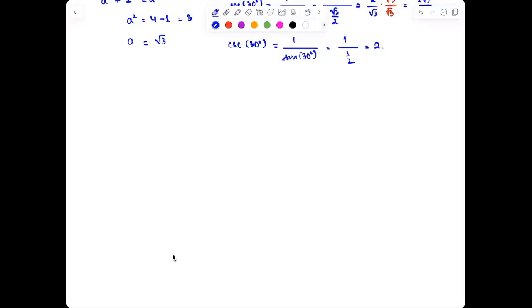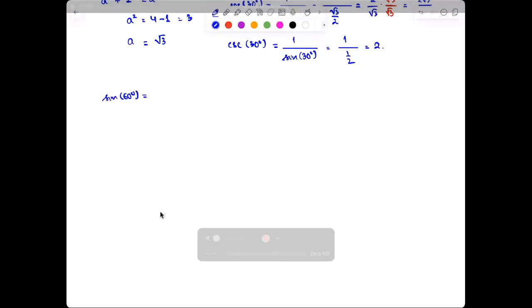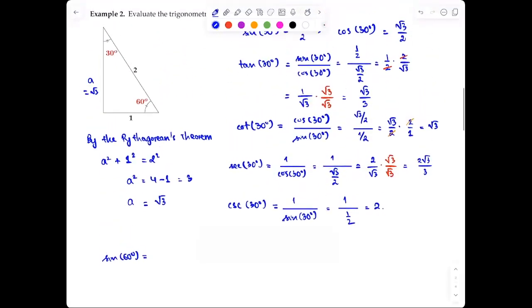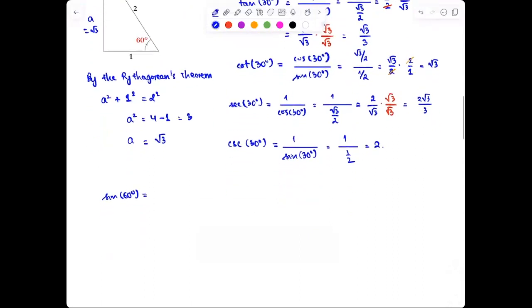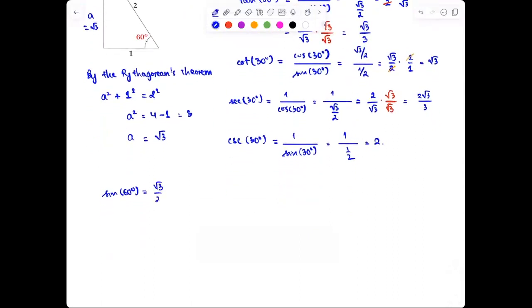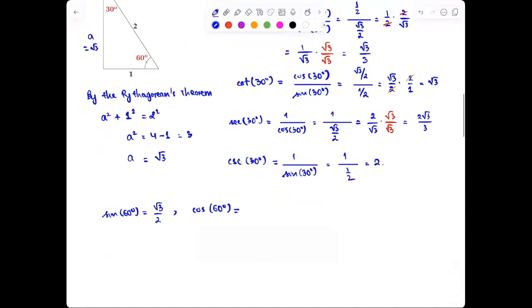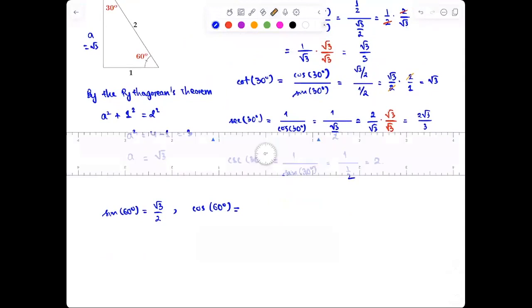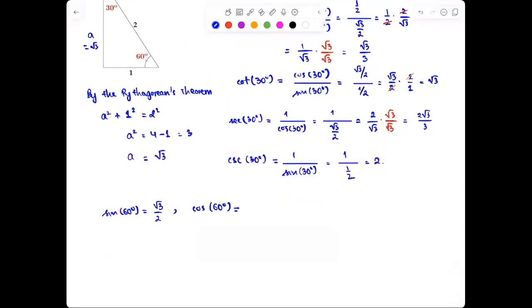Right, so let me quickly correct 60 degree angle. Okay, so sine of 60 degree angle is the opposite over the hypotenuse. So in this case, the opposite is square root of 3 over 2. Cosine of 60 degree is the adjacent. So the adjacent in this case is 1. So you have 1/2.